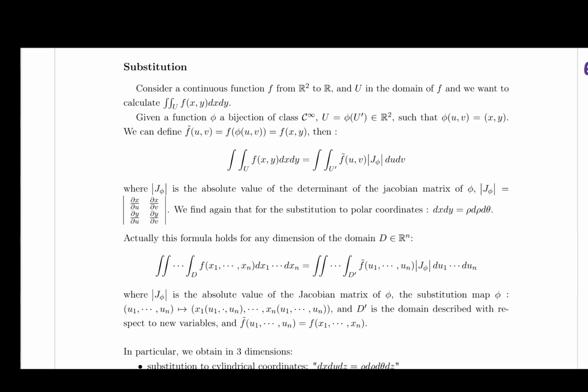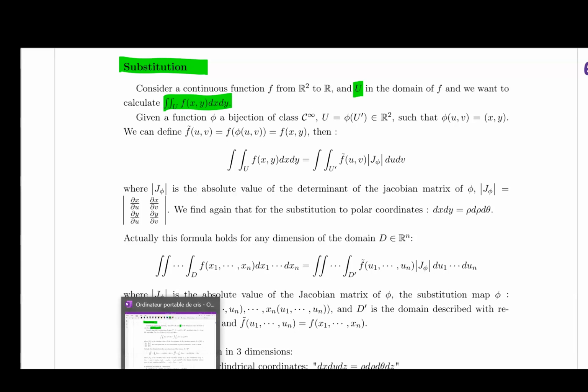Okay, so let's go on with our class on multiple integrals, and our next topic is going to be about substitution, and I believe you already know quite some things about this. We can begin with a function from R2 to R, and we are integrating on some domain U of R2. We have some function of two variables with real values, and we want to calculate the double integral of f on this domain.